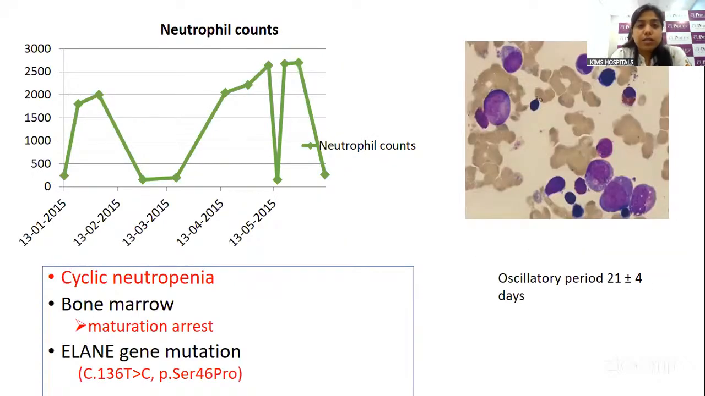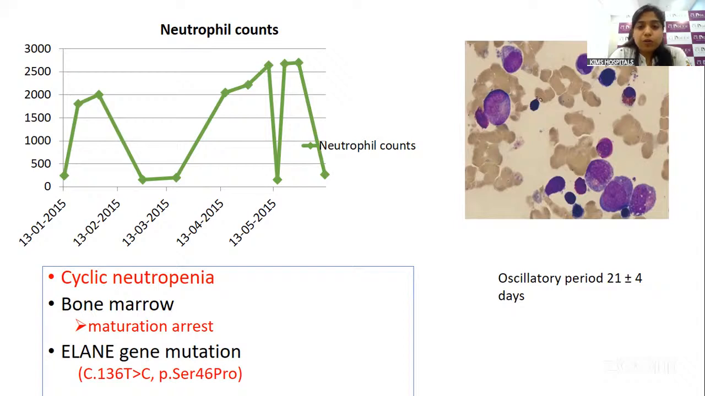These are the serial neutrophil counts that we have done for this child. It's not that the child always had severe neutropenia. In between, the child had normal neutrophil counts, then again it dipped, and then again it increased. So this is a classical case of cyclical neutropenia. It all depends upon the growth of the neutrophils. They will have an oscillatory period of almost 21 days, plus or minus 4 days.